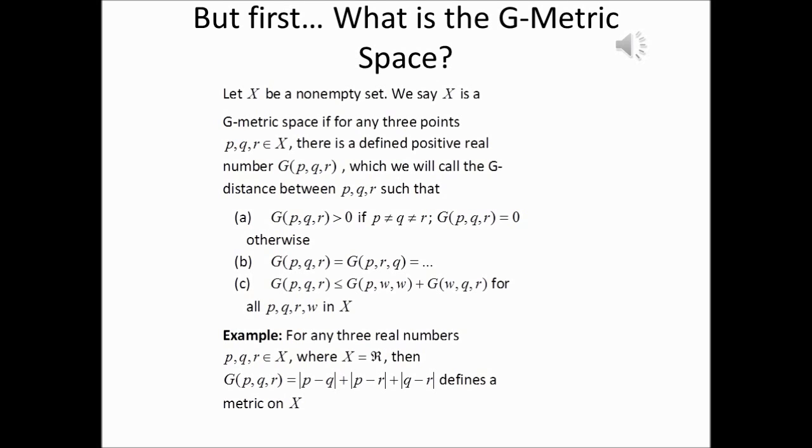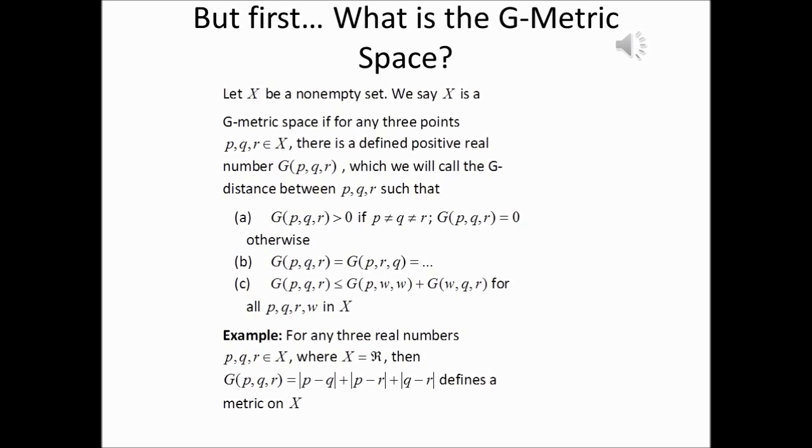Secondly, the G distance is symmetric with respect to the three variables. That is, the G distance between P, Q, and R is equal to the G distance between P, R, and Q, and so forth. And lastly, the G distance satisfies the rectangle inequality. That is, the G distance between P, Q, and R is less than or equal to the G distance between P, W, W, plus the G distance between W, Q, and R for all P, Q, R, W in X.